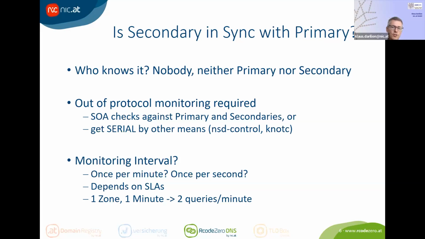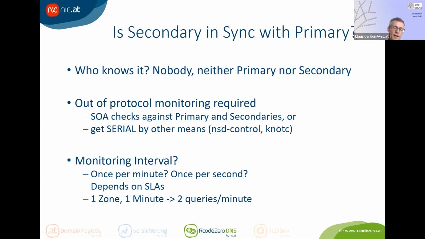So how often should this be done? Maybe once per minute or once per second. What we usually do is once per minute, but of course this probably depends on SLAs. If you have customers, you give SLAs to the customer, for example for the zone propagation delay. So if you have SLAs, you have to detect if the SLAs are broken, or before the SLAs are broken.